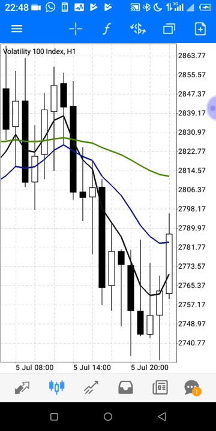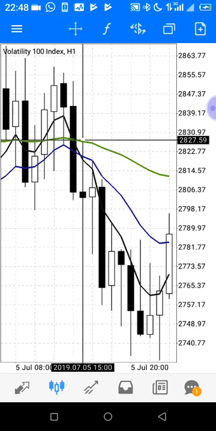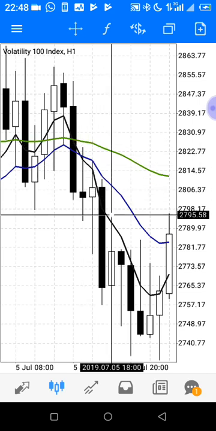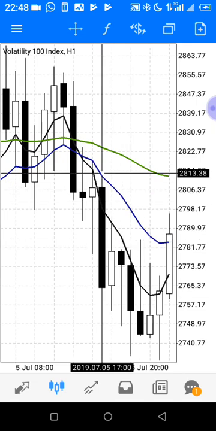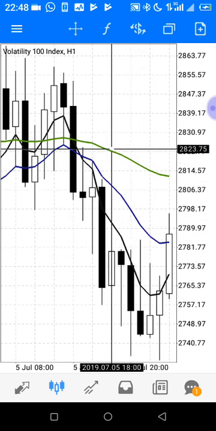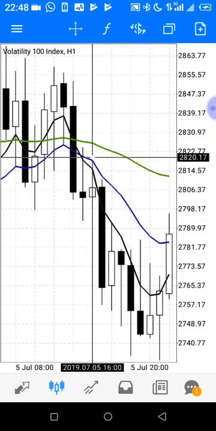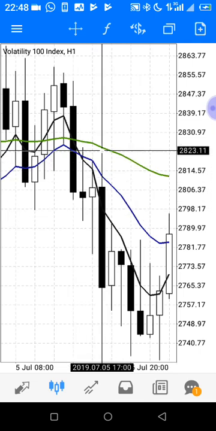Let's also confirm here, that is on the 5th of this month at around 3 p.m., there was a good sell because all three conditions were met. The EMA 60 was pointing down, the EMA 15 was pointing down, and the order of the colors was green, blue, black. So you can see that this works.